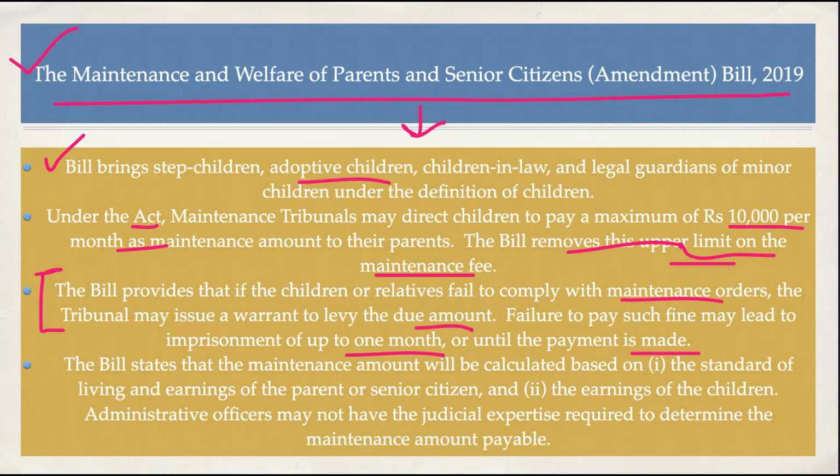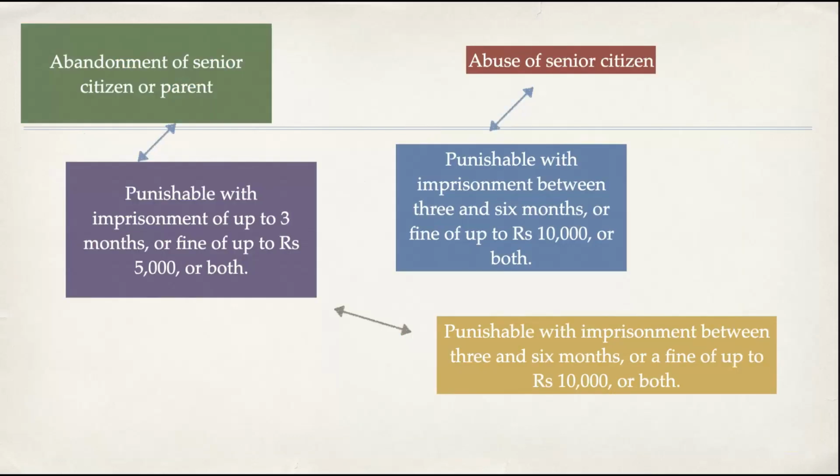Now the question comes, we are saying that don't pay 10,000 rupees but pay according to your assessment. How will the tribunal assess this? The bill states that the maintenance amount will be calculated on the basis of A, the standard of living and earnings of the parent or senior citizens. So let's say if you're providing maintenance to a particular senior citizen, you need to assess their living standard, and B, the earning of the children. So the administrative officers, the concern is here, they may not have the judicial expertise required to determine the maintenance amount payable.